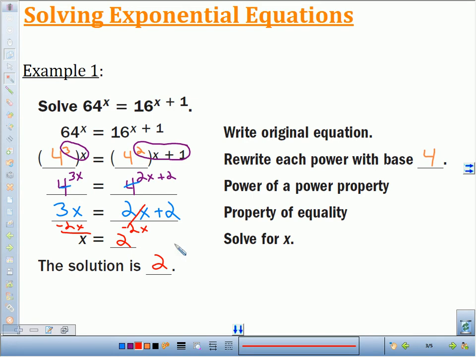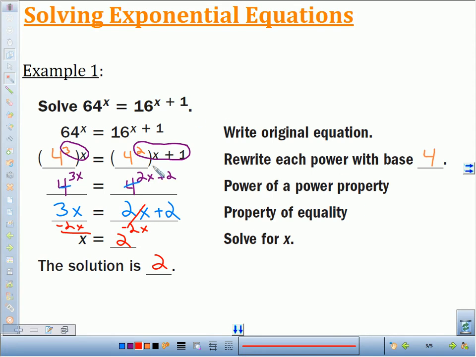And if we wanted to check it, we could, of course, plug this 2 back into the original equation. 64 to the second power is 4,096. You type that into a calculator. 2 plus 1 is 3. So 16 to the third power is also 4,096. So the solution does work.